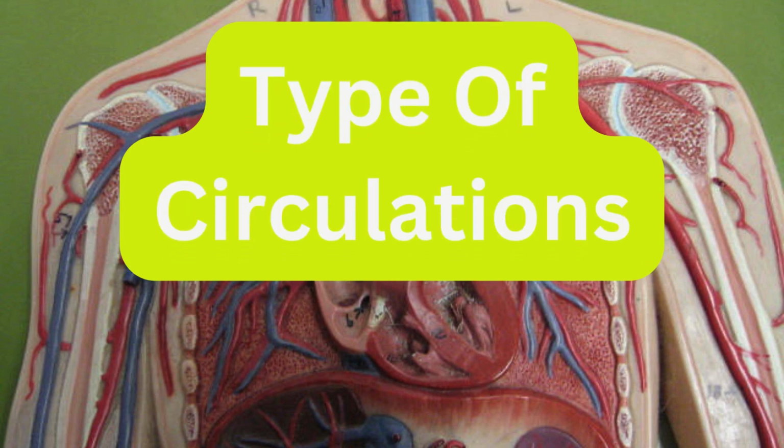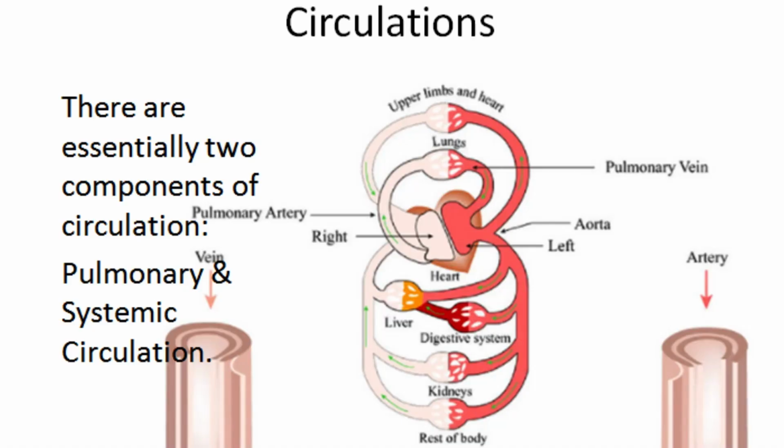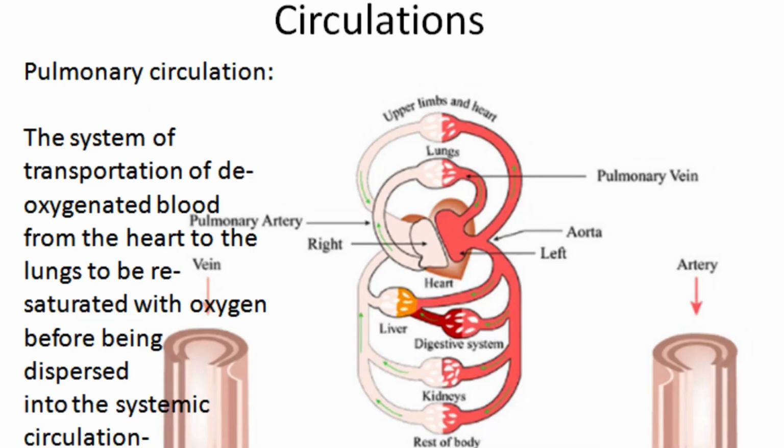Now we need to understand the circulations. Coming to circulation, there are essentially two components: pulmonary circulation and systemic circulation. Pulmonary circulation deals with blood exchange between heart and lungs. In science language, it is the system of transportation of deoxygenated blood from the heart to the lungs to be resaturated with oxygen before being dispersed into the systemic circulation.